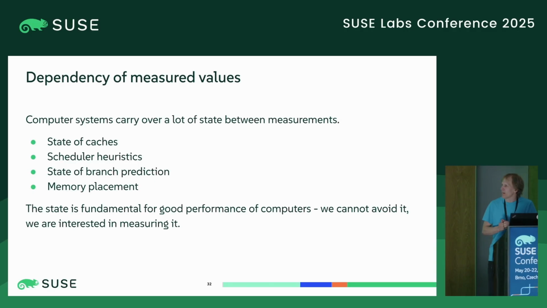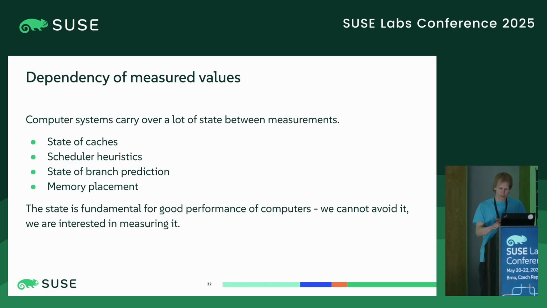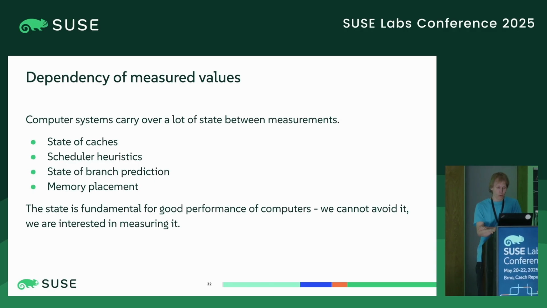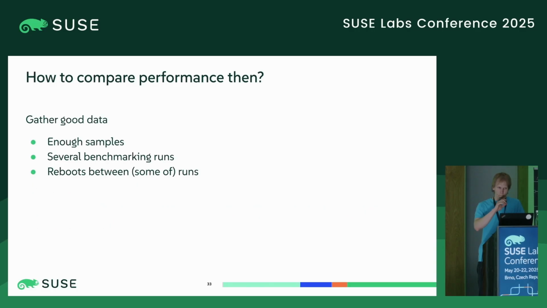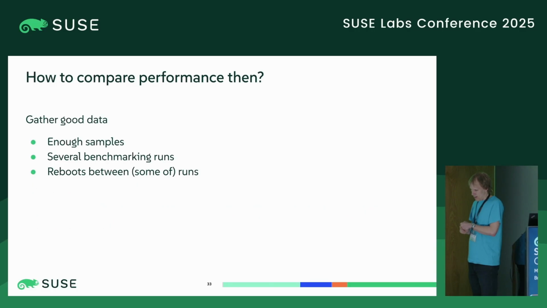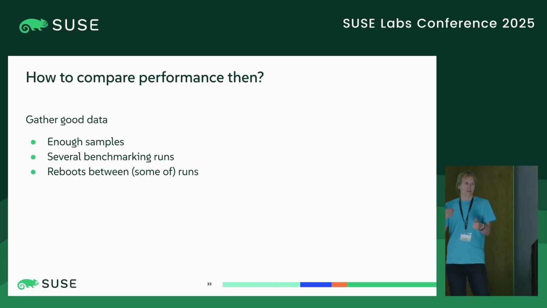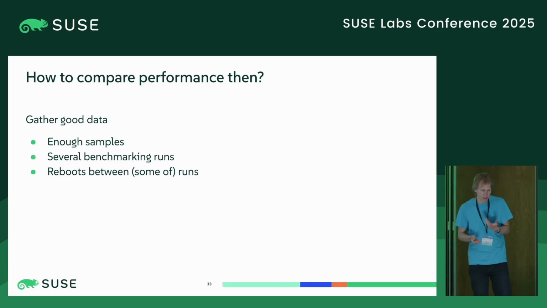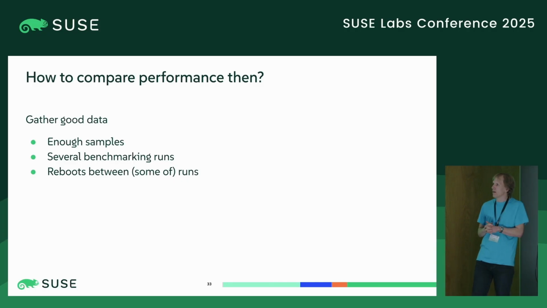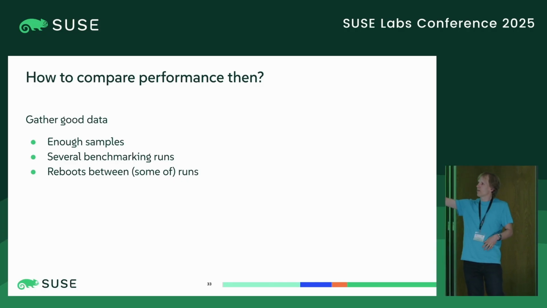So, okay, it's kind of a difficult situation. So the question is how you can then sensibly measure the performance if you don't get independent samples. The central limit theorem doesn't apply, which means the t-test cannot be really reliably used. So how to do the performance comparison then? So the first thing is to gather good data. This means enough samples, but also doing several benchmarking runs.